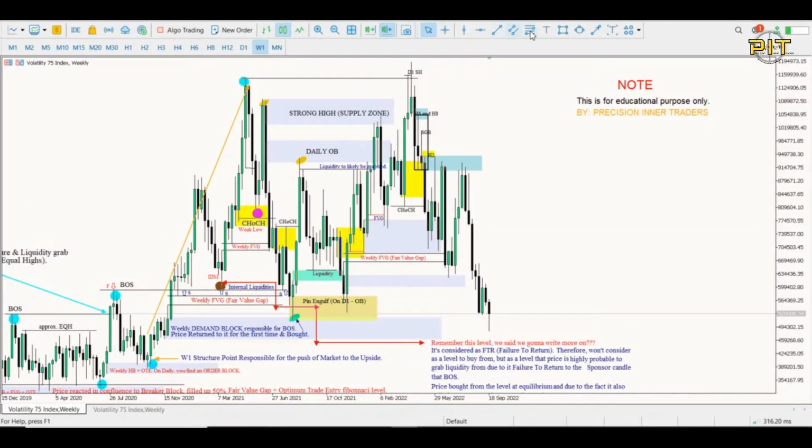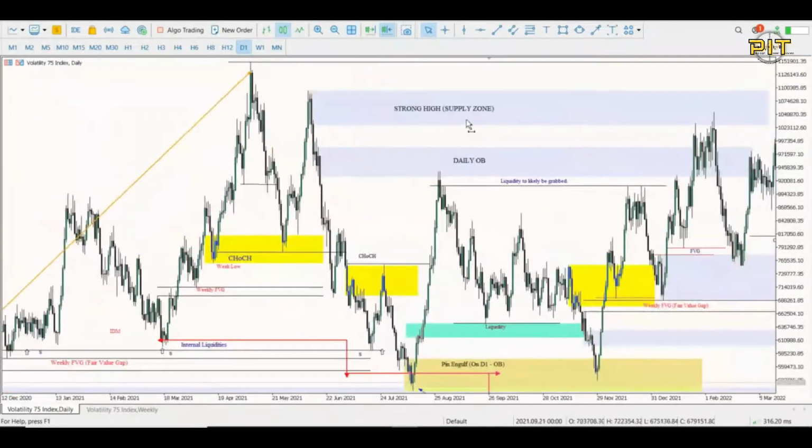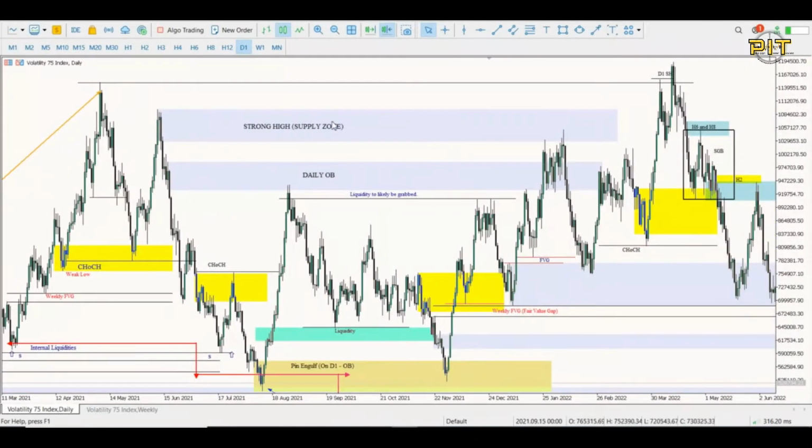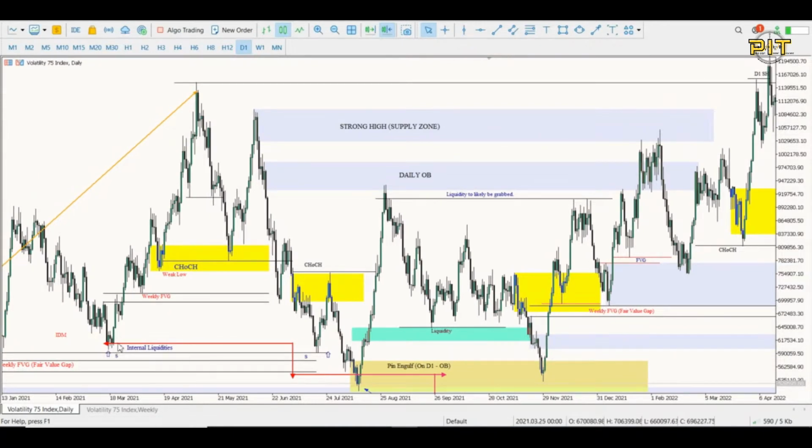Now on the daily, you would see that within this candle I found a strong high. This is a strong high because this high sponsored the move that broke this, that grabbed this liquidity, also grabbed this liquidity here. This is a weak low because it couldn't take off this high. So this is a strong high because it grabbed this liquidity, broke this structure here, caused a change in character, and also grabbed the liquidity here.